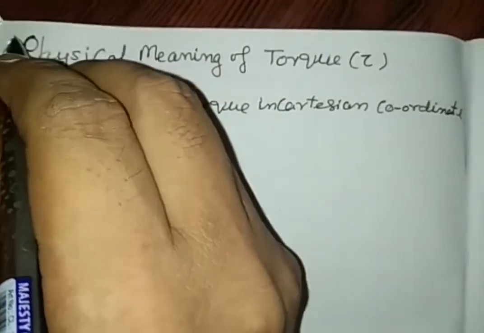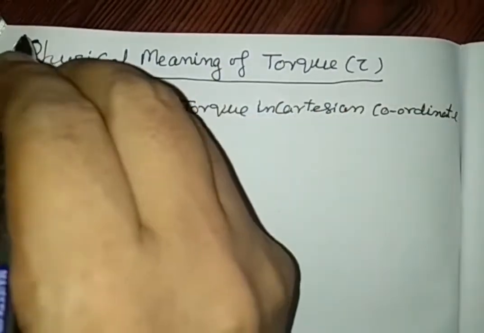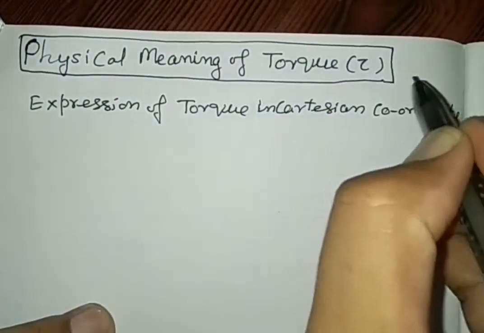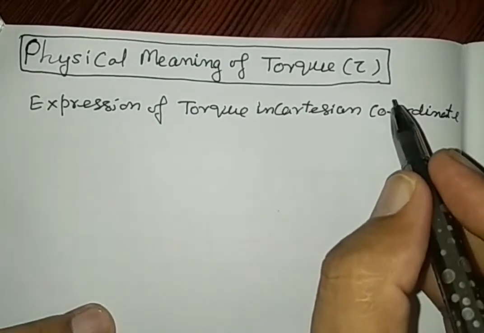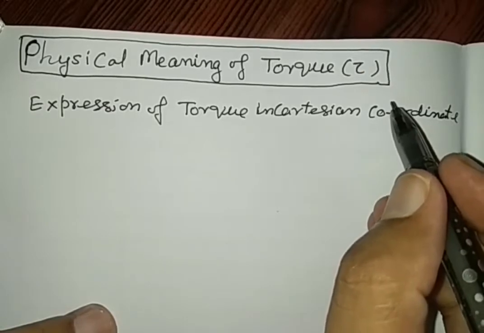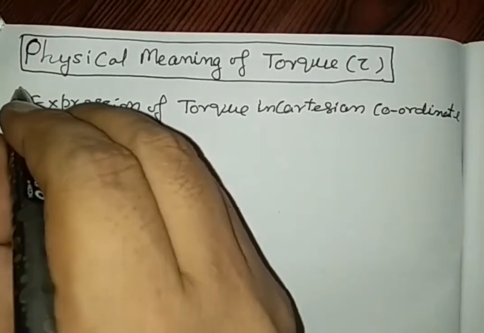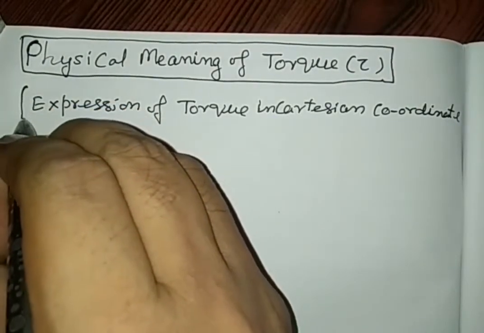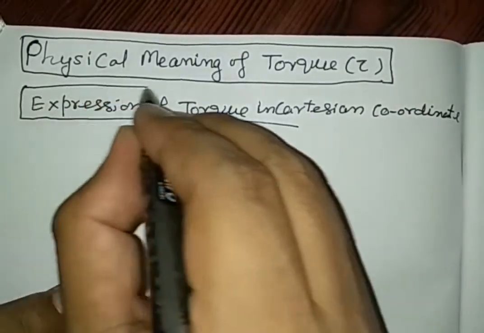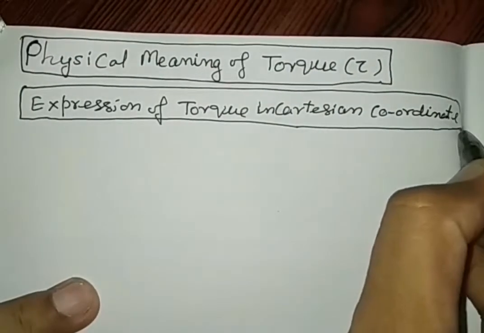To take one topic here, that is physical meaning of torque. In this physical meaning of torque, see carefully. We have seen what is the torque, right? And what is the science behind that we are going to see. Right? So here in this physical meaning, we'll try to find out the equation of torque, expression of torque in Cartesian coordinates x, y, z.